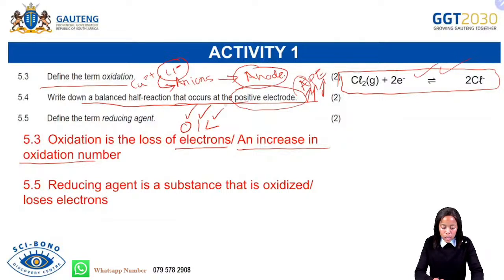That is occurring when it comes to the positive electrode then. So what do we have then? If you look at your table, you are going to look at your chlorine. So your chlorine, you then need to write your half reaction in terms of oxidation.